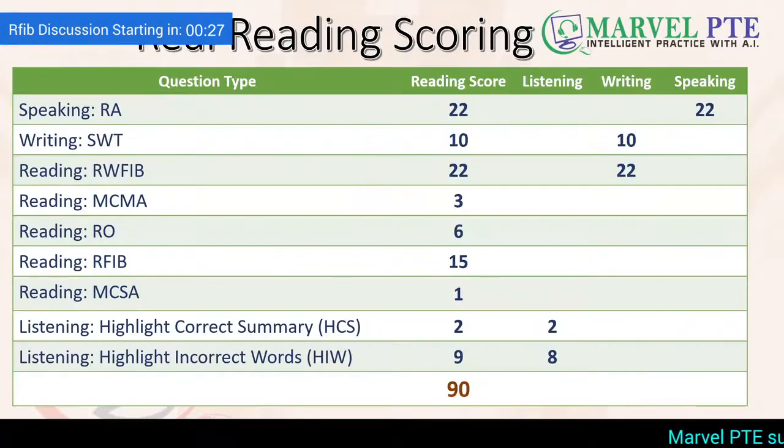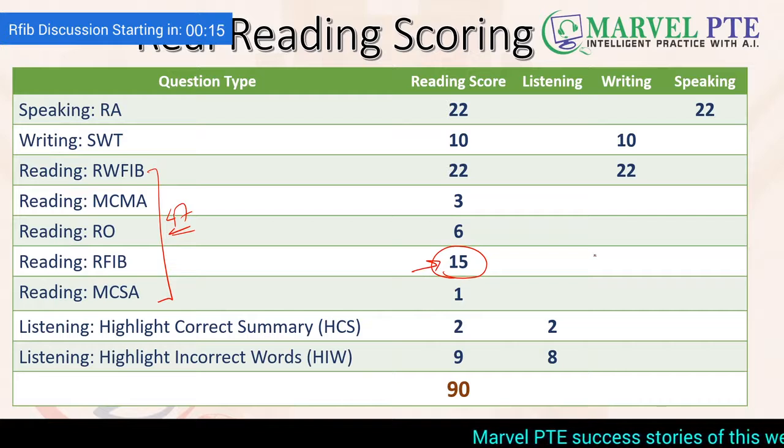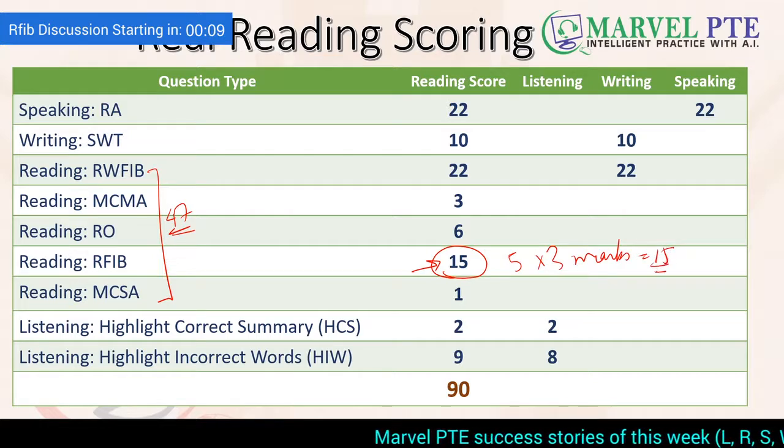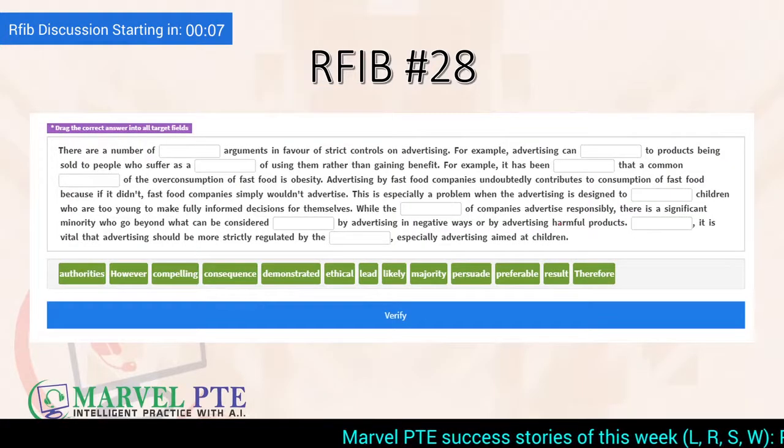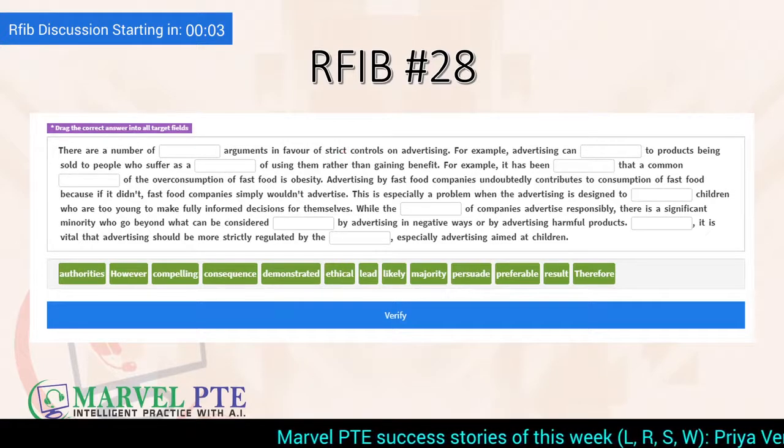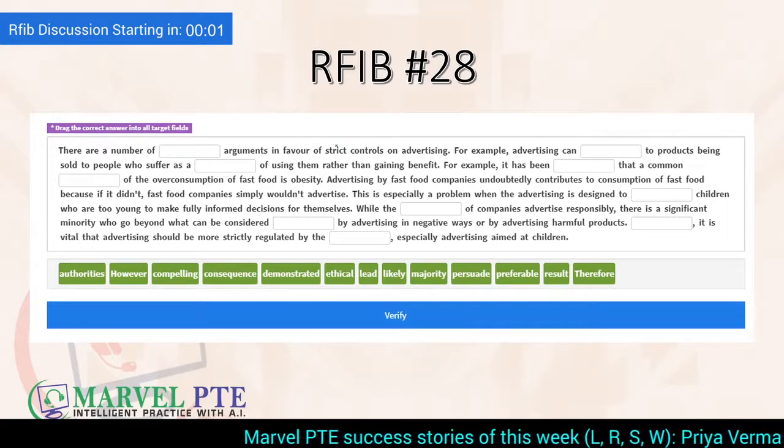So this is the real exam scoring. For the reading module, you can see the total is 47 marks, and reading filling the blanks are worth 15 marks in that. So if you are going to get 5 reading blanks, it will be 5 into 3 marks. The total this way comes to 15. Okay, so this is today's topic, and as usual I'm going to give you 30 seconds to skim through it, and then we will discuss it.